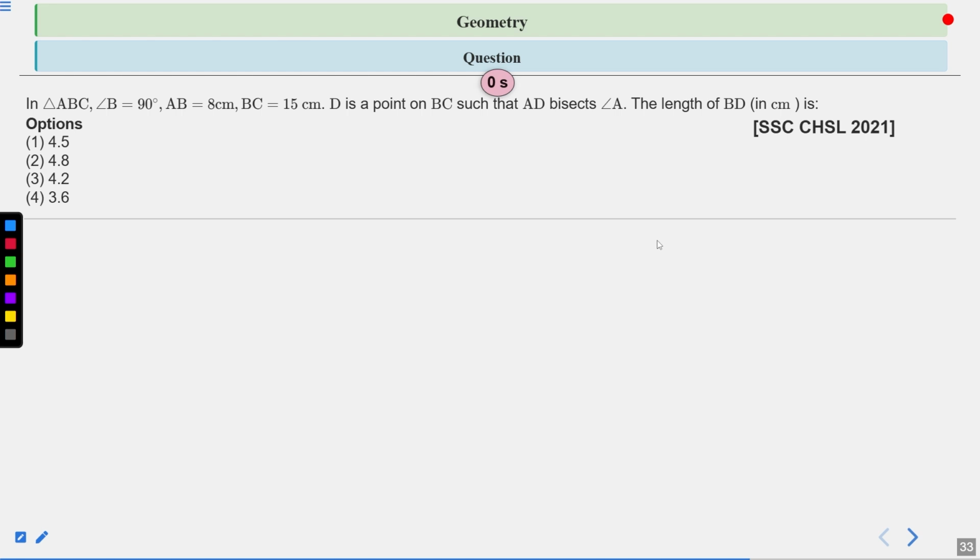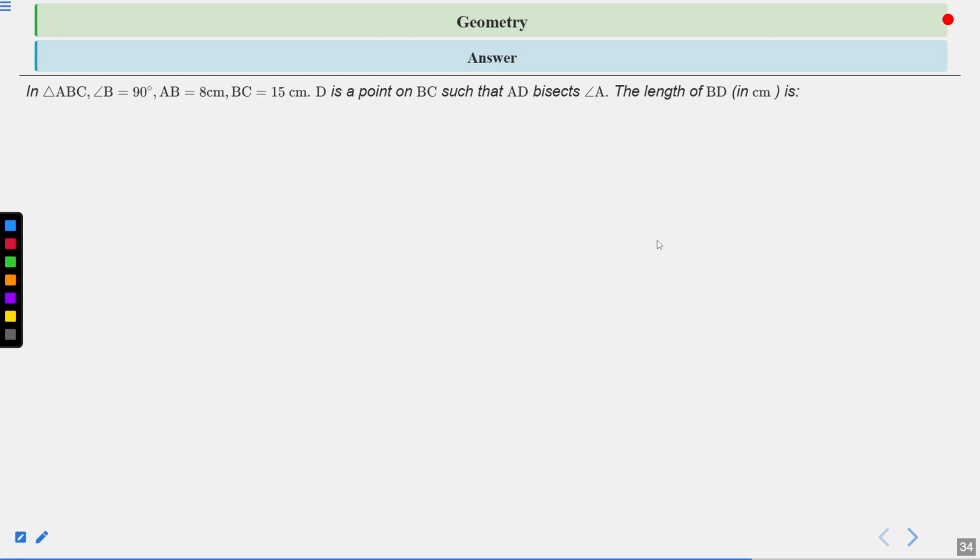Now time's up. Let's see the solution of this question. In triangle ABC, angle B is 90, so this is a right angle triangle. AB length is given, which is 8. BC length is given, which is 15. D is a point on BC such that AD bisects the angle A.